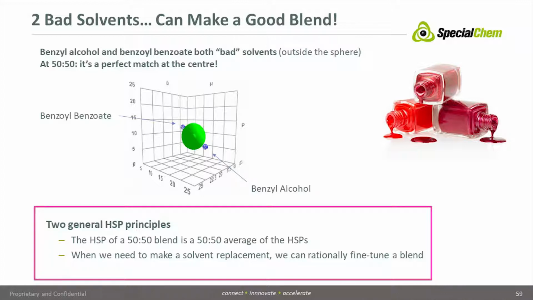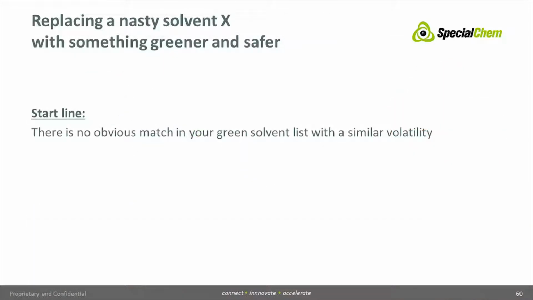We can rationally fine-tune a blend to get not only the solubility, but also the volatility, cost, safety, odor, or all the other properties that are part of our formulation specification. Let me give you an example.